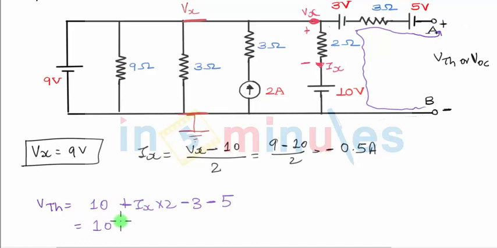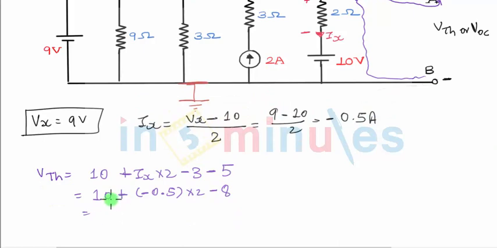Let us substitute the value of Ix. Even though the drop was positive, the value of Ix is negative, so I'll consider minus 0.5 into 2. This will be minus 8. 10 minus 8 is nothing but 2, and this 0.5 into 2 will be 1, and with a minus sign, VTH is equal to 1 volt. So that's my first step. We have got the value of VTH.